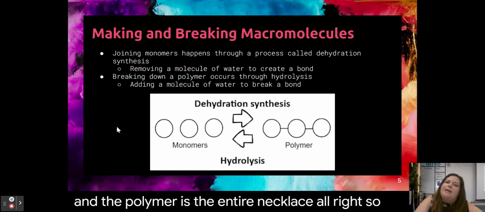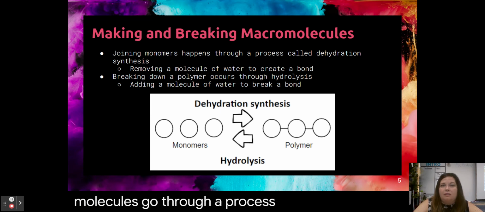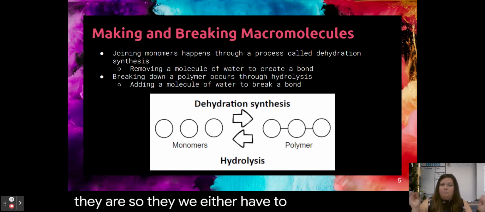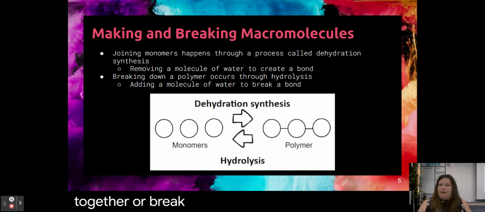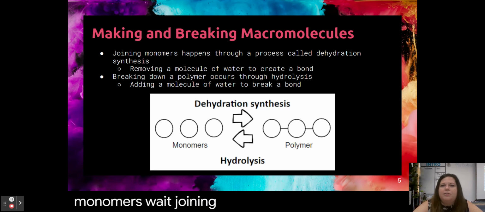All right, so making and breaking macromolecules. So these molecules go through a process to become what they are. So we either have to build them together or break them down. Okay, joining monomers happens through a process called dehydration synthesis.